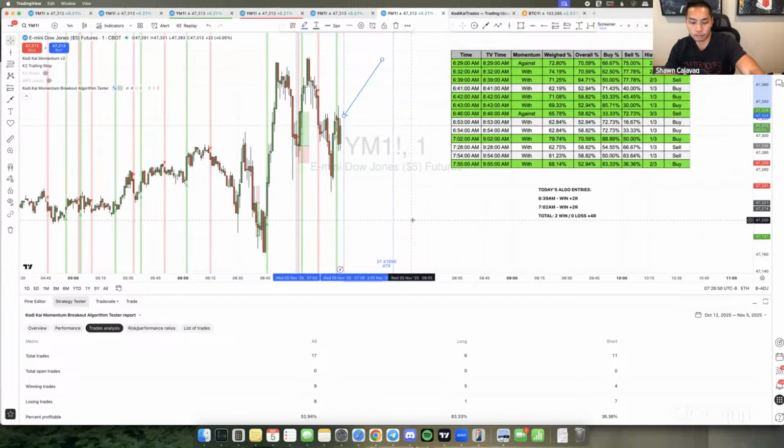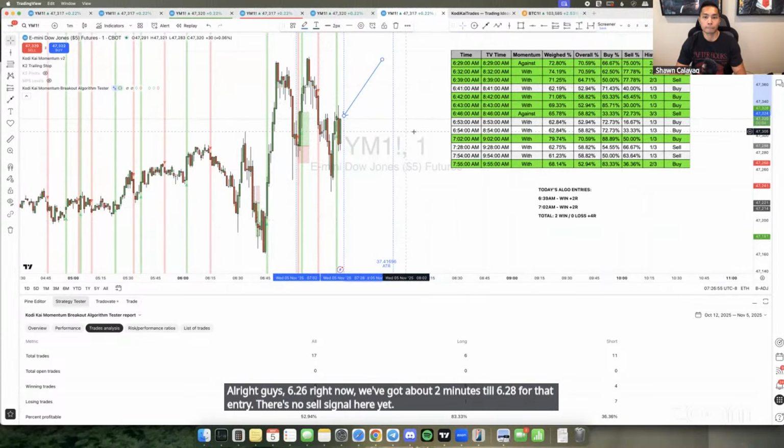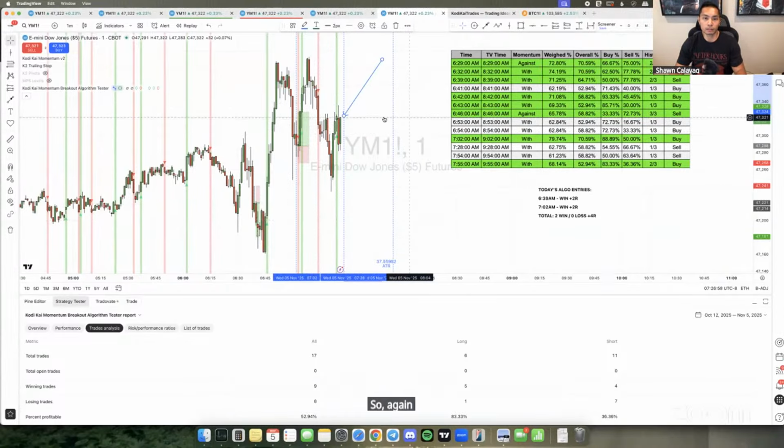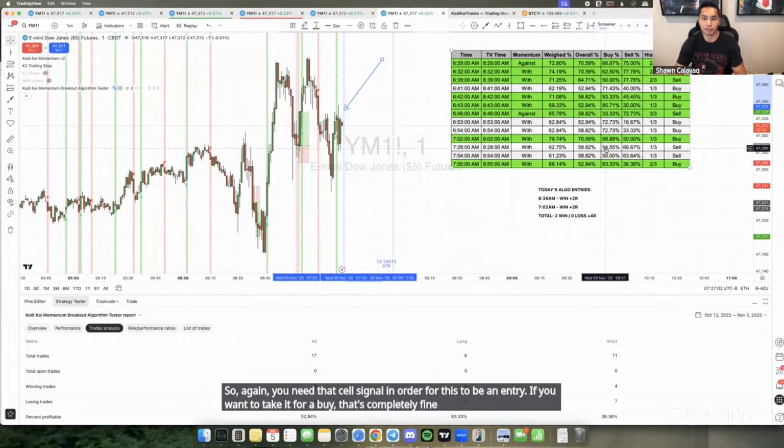All right, guys, 626 right now. We got about 2 minutes till 628 for that entry. There's no sell signal here yet. So again, you need that sell signal in order for this to be an entry. If you want to take it for a buy, that's completely fine. The buys here are not that bad.